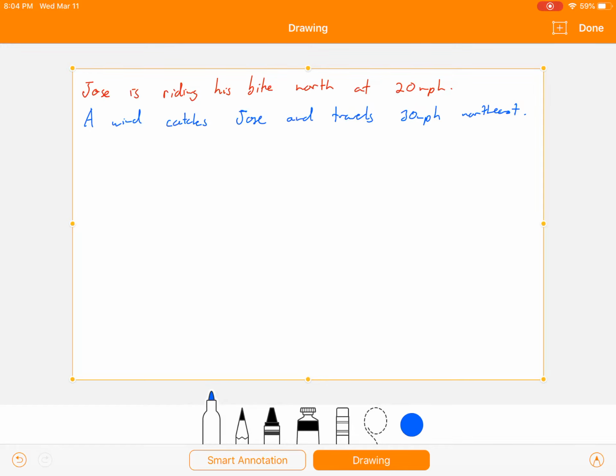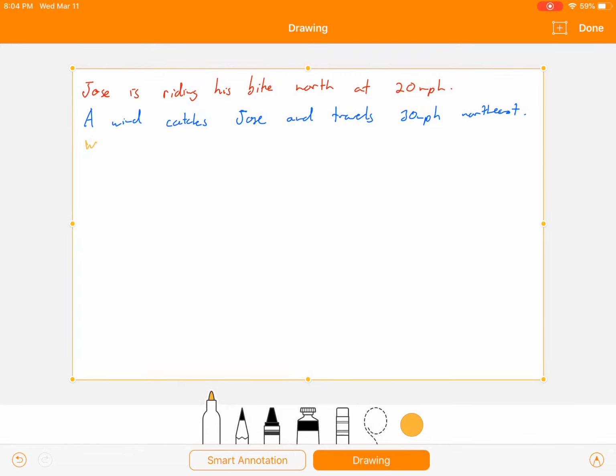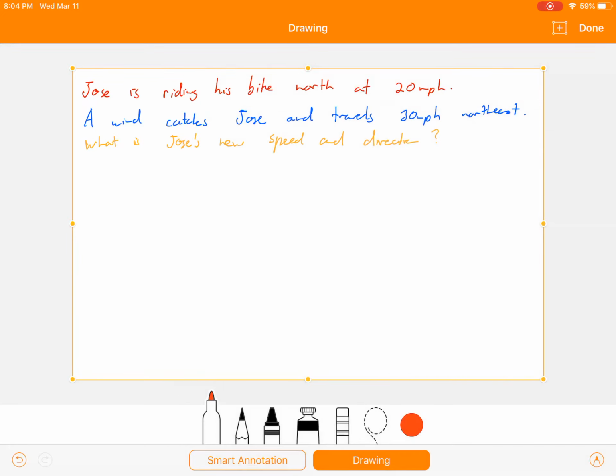So the question at this point is, what is Jose's new speed and direction? We're trying to find out what Jose's speed and direction are after being caught by this gust of wind. The easiest way to do this is to express the wind and Jose as two vectors.